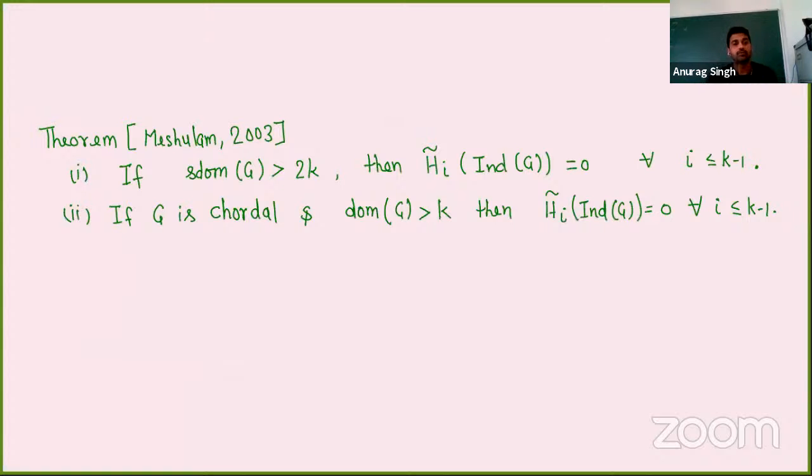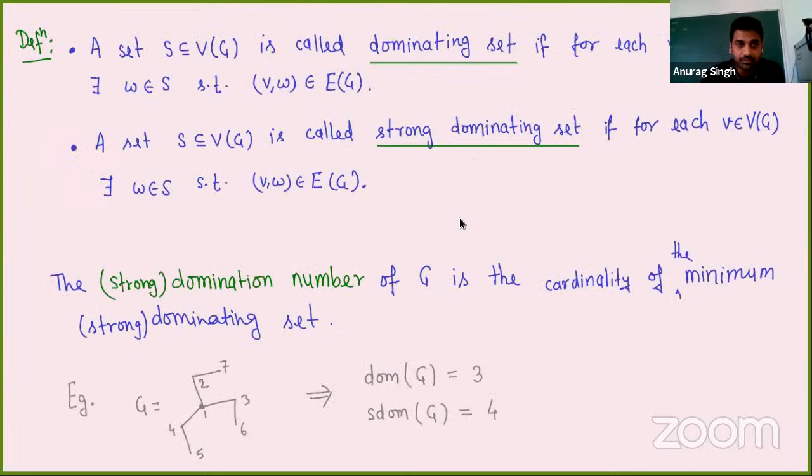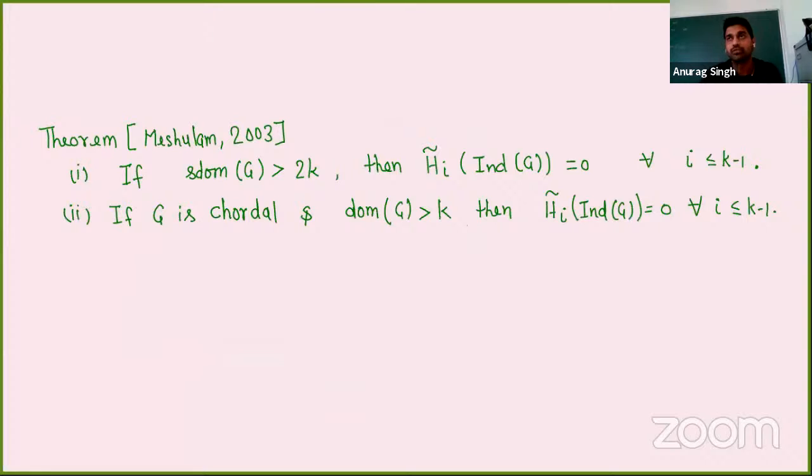Meshulam in 2003 proved that if the strong domination number of a graph is bigger than 2k, then the reduced homology of the independence complex vanishes up to a certain stage. Similarly, if you have a chordal graph, then this bound can be improved: if G is chordal and the domination number of G is bigger than k, then all the homologies up to level k minus 1 vanish. This relation between chromatic number and domination number was the motivation for us to define whatever we did in our project.